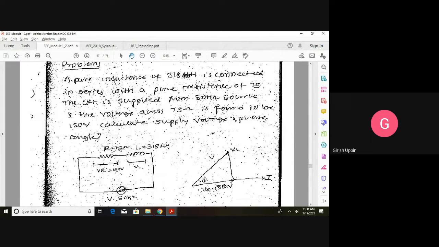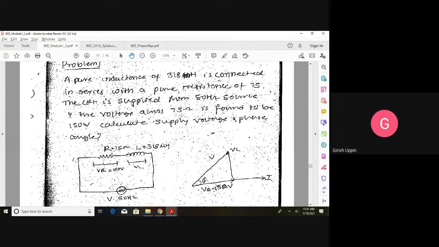So here we have a simple series circuit problem: a pure inductance of L 3.18 millihenry. Make sure that you represent it in henry. So this is 3.18 into 10 raised to minus 3 henry. L is connected in series with a pure resistance of 75 ohm. Then this circuit is supplied from a 50 hertz source, f is 50 hertz.